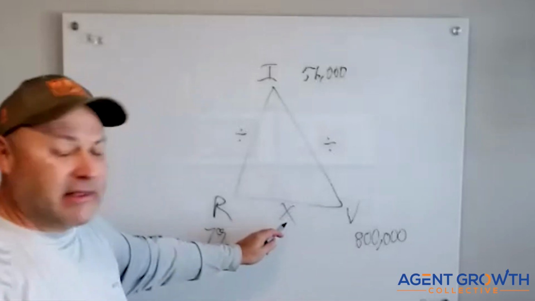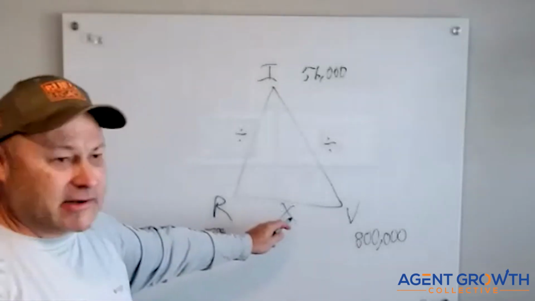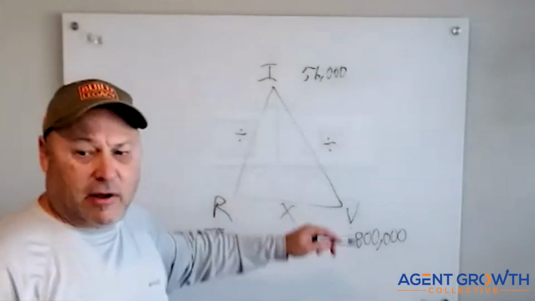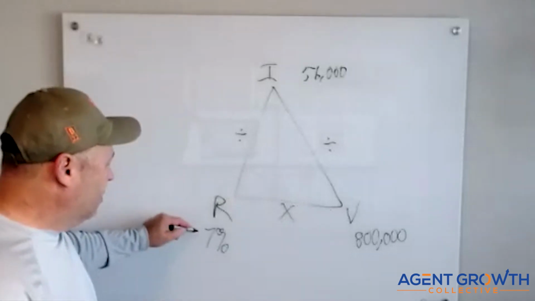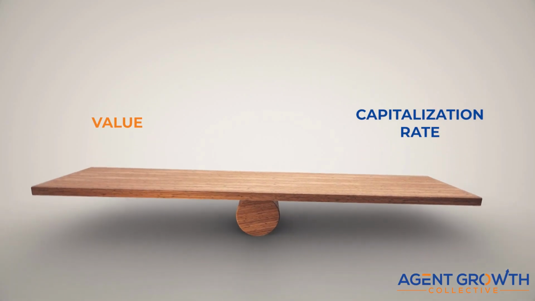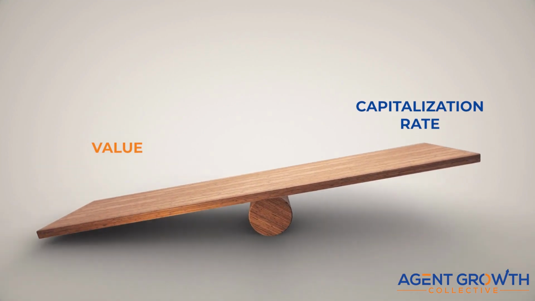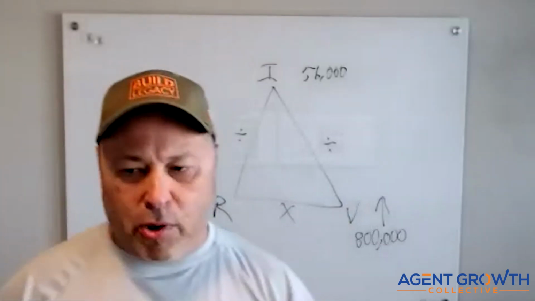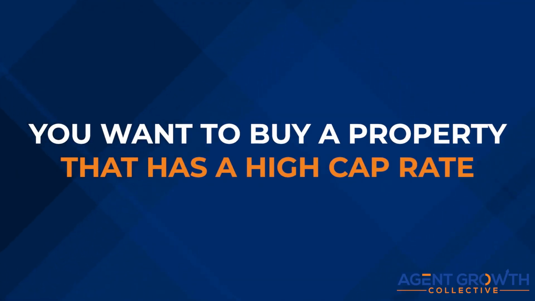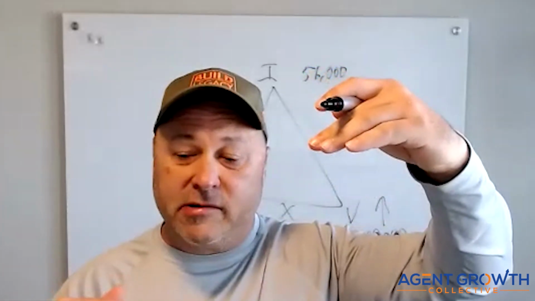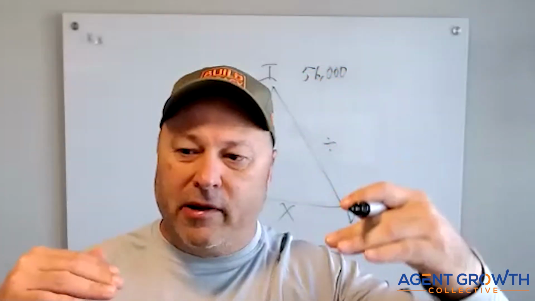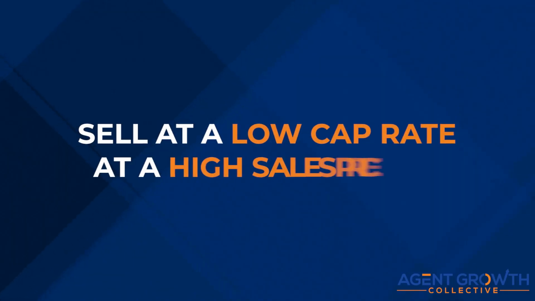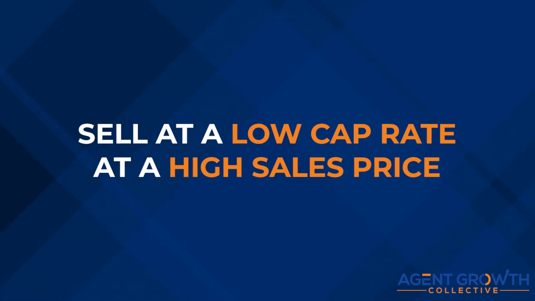Now, the interesting thing I'll bring your attention to with this axis, with the multiplication here, and I told you this acts like a seesaw, is that as your cap rate goes down, your value goes up, and vice versa. So in theory, you want to buy a property that has a high cap rate because the value, the purchase price, would be low. And then you want to improve the property, evening out that seesaw, and then sell at a low cap rate at a high sales price. Hope that makes sense to you.